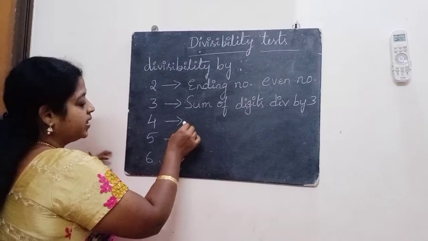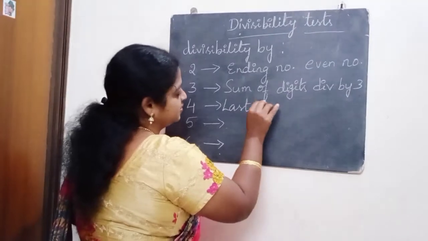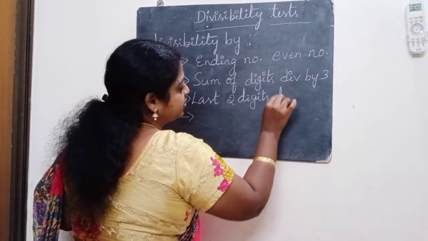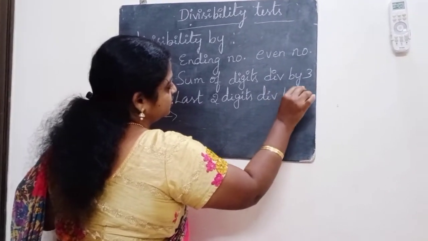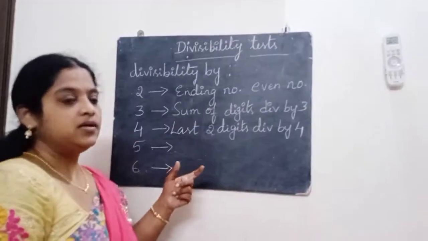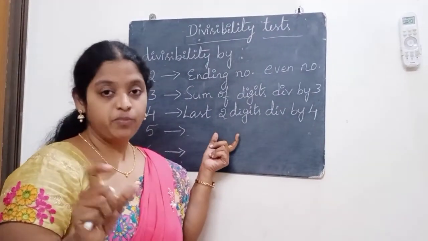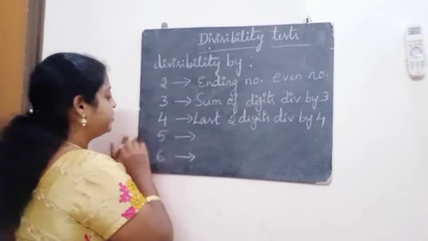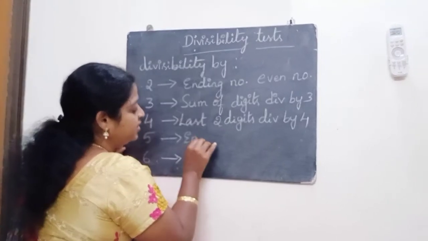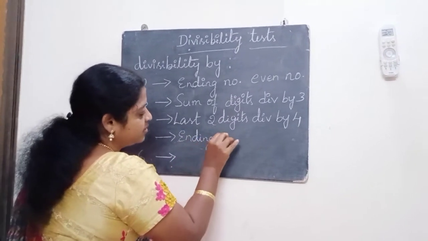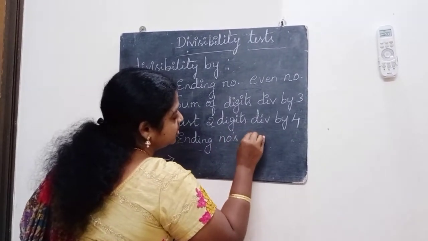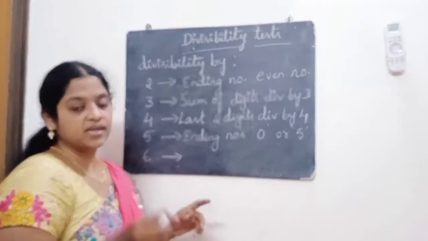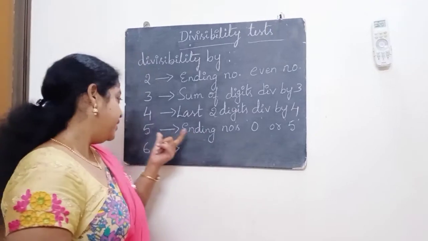Now 4. The last two digits should be divisible by 4. The last two digits of the given number should be divisible by 4. Then we can say that the total number will be divisible by 4. Understand? Now the 5. Here the ending number should be 0 or 5. If these two numbers are there, you can say that the given number is totally divisible by 5.